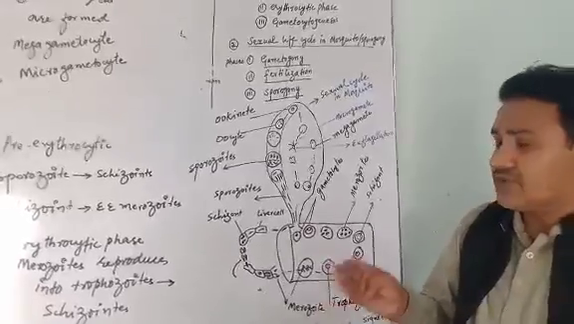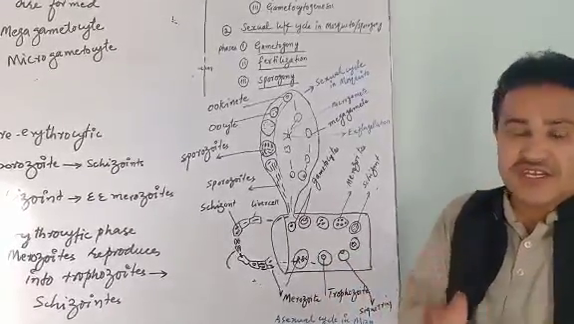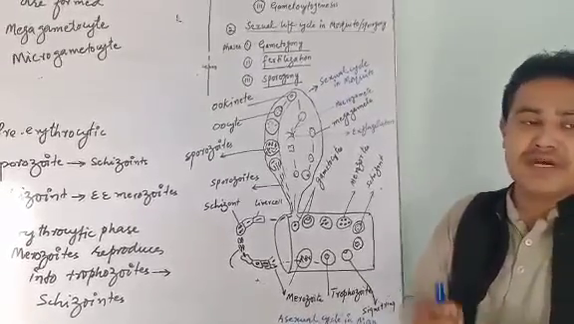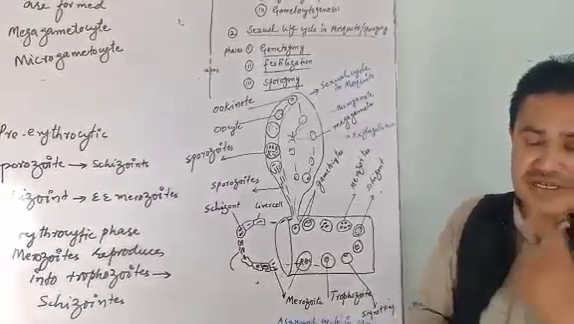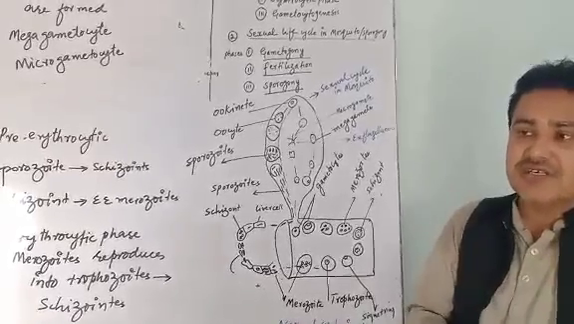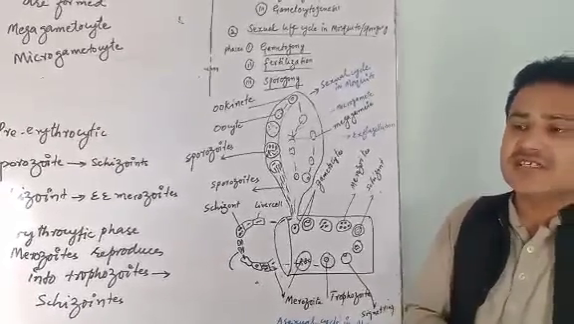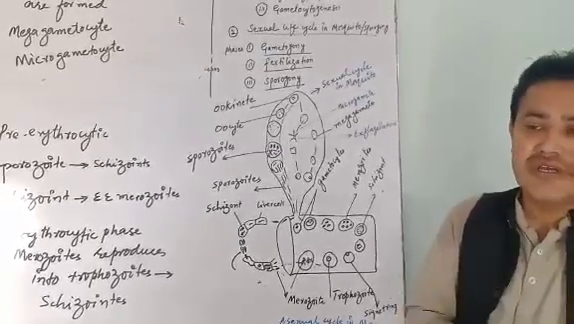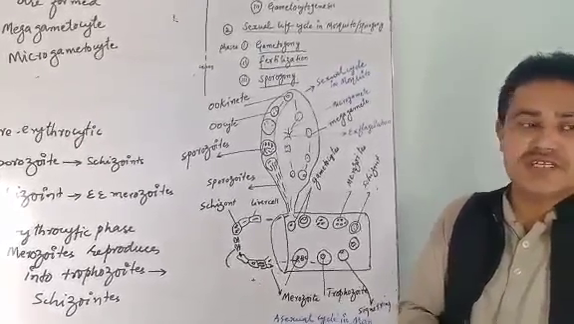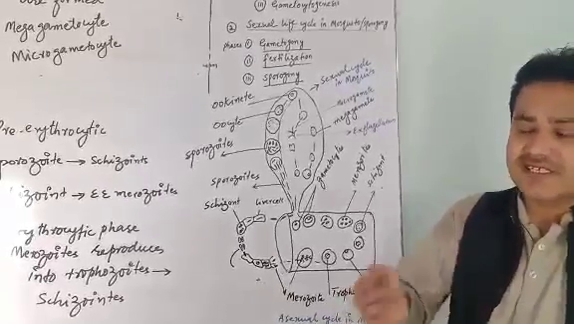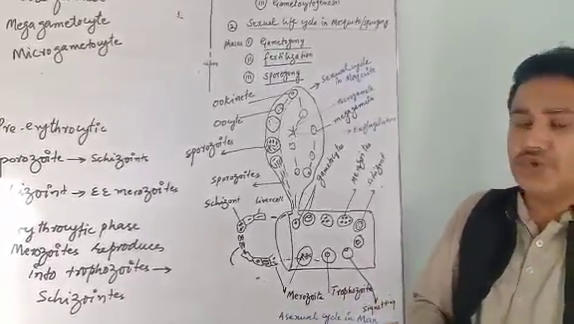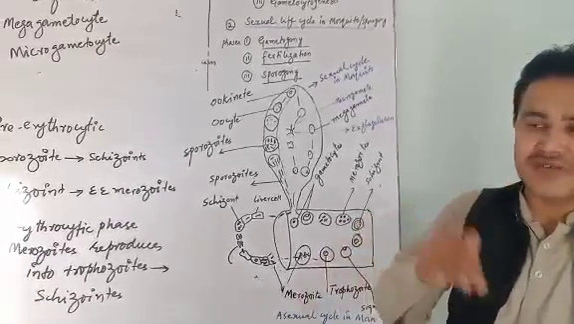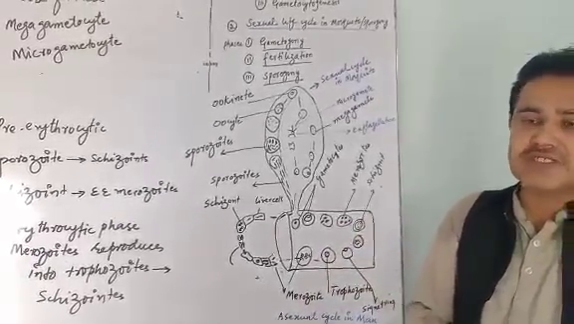When these sporozoites are ready to attack the healthy person, when a mosquito bites a person, it injects the infective stage of Plasmodium, that is called sporozoite. These sporozoites will attack the new liver cells and will cause malaria.